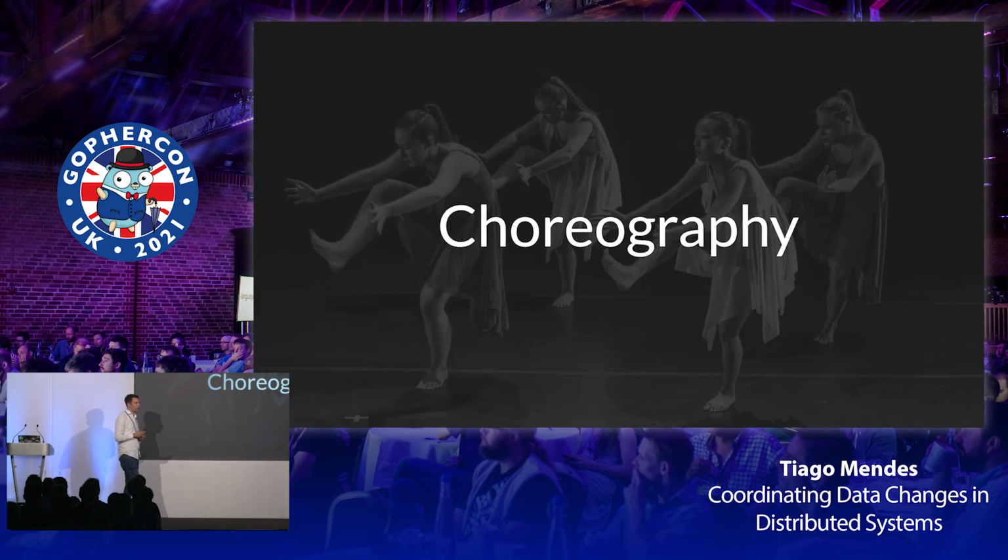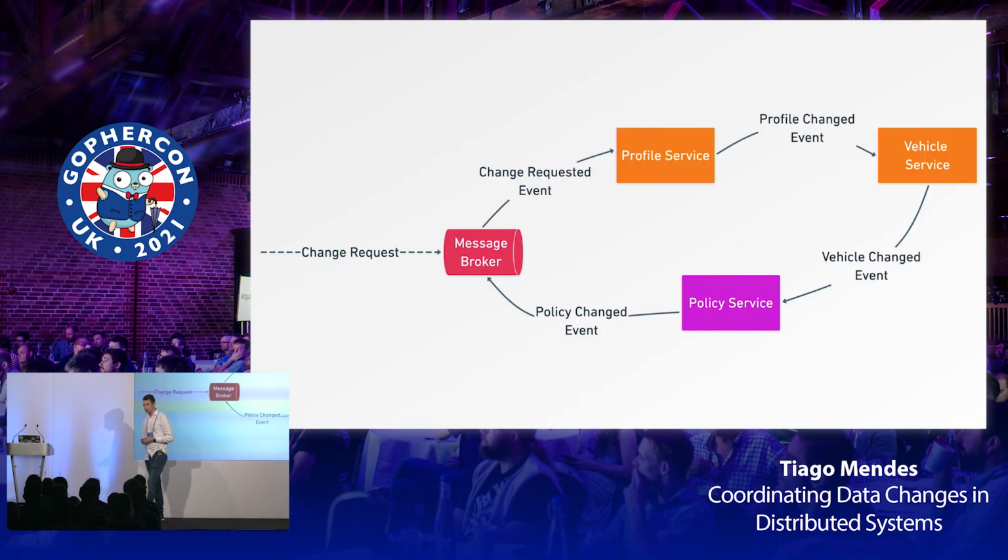So how can you implement a Saga pattern? There are actually two approaches to this. The first one is choreography. And with choreography, each service is responsible for emitting events and consuming events to know when they have to change data. So for example, we start with some sort of request. Suppose that this request comes to an event queue or something like that.